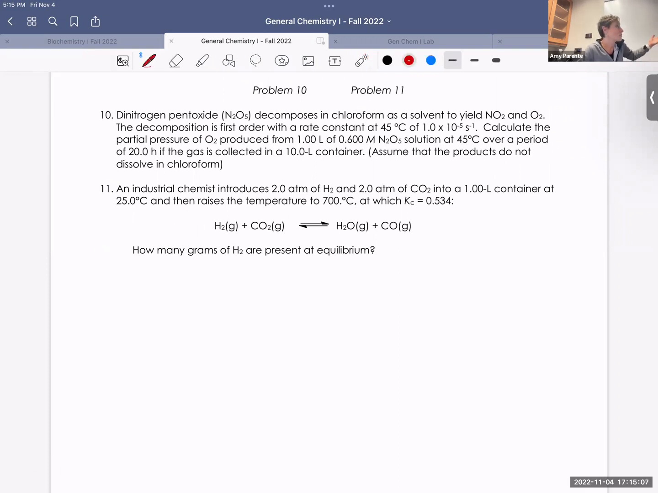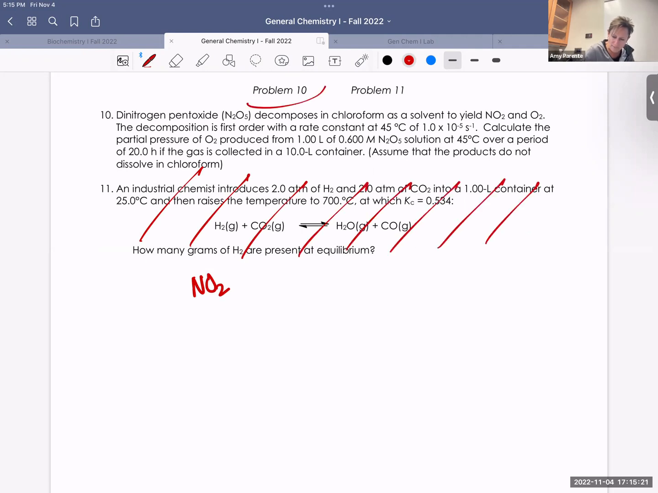So this is the type of problem where you have to have a balanced chemical equation. It doesn't really tell you what that balanced chemical equation is. So let's start writing this down. And I'm just going to cross this off here. We're not doing 11 right now. We're doing 10. So this is problem 10. Next page, we'll do 11.